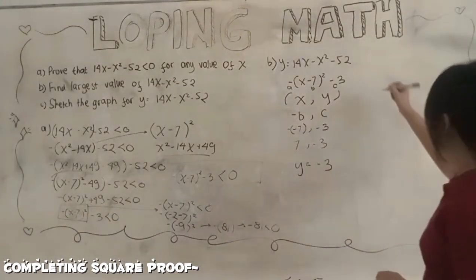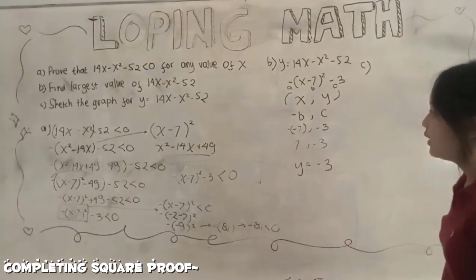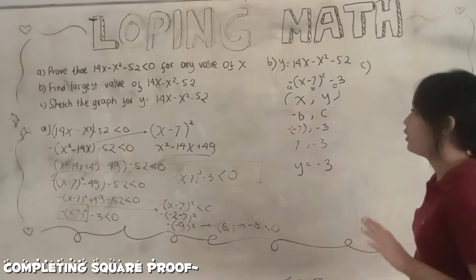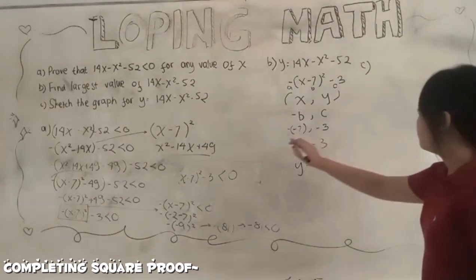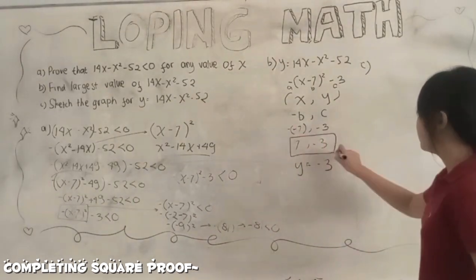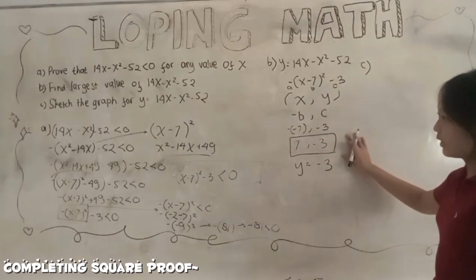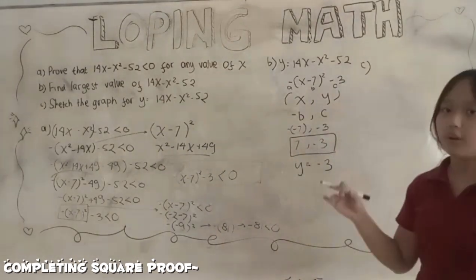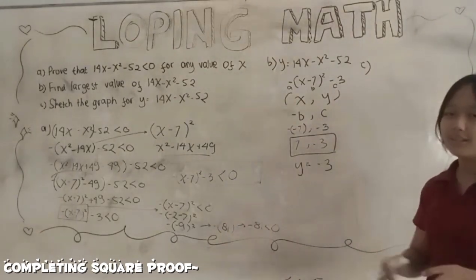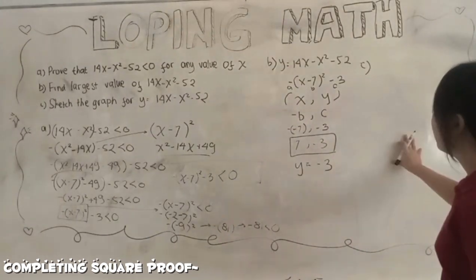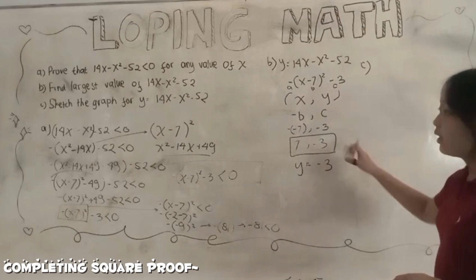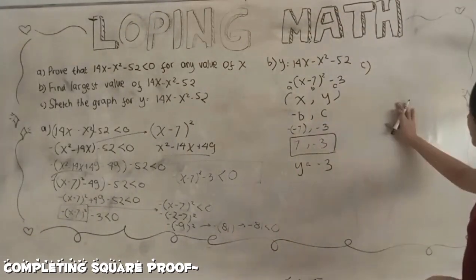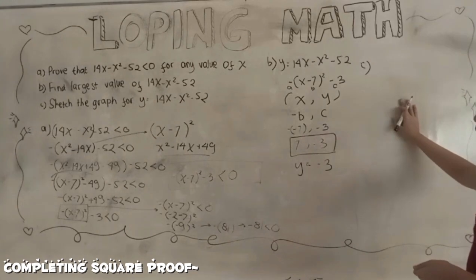And then the last one, we jump into C. Sketch the graph for y equals 14x minus x squared minus 52. Okay, so here is the turning point or the vertex that we will draw in the graph. So it will be the top of the point. And then because we already got the vertex, we have to find the y-intercept. How do we find it? It's actually pretty easy. You just have to follow.